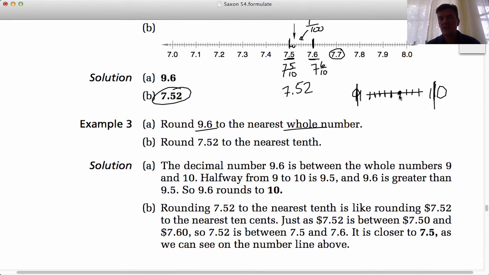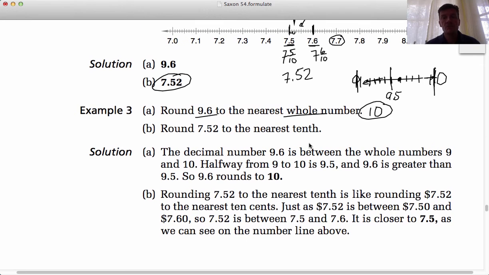Here's 9. So 9.6 would be closer, because 9.5 is halfway. 9.6 is closer to 10 than it is to 9.5, so we're going to round it to 10. Okay? You're choosing the closest whole number to 9.6. That's what we mean by rounding it.